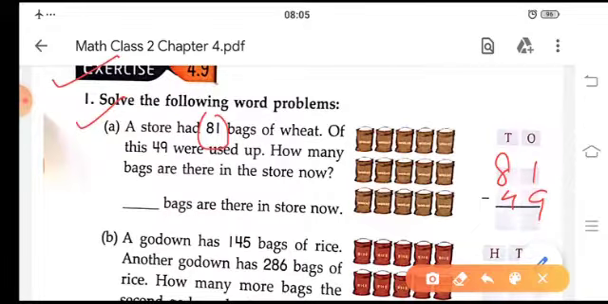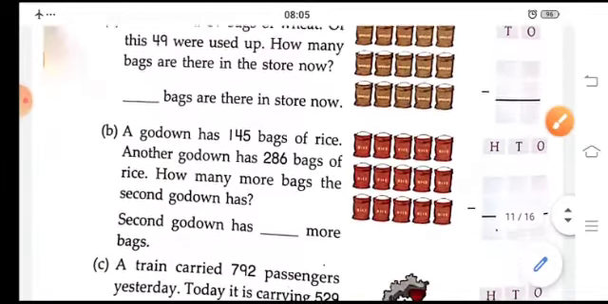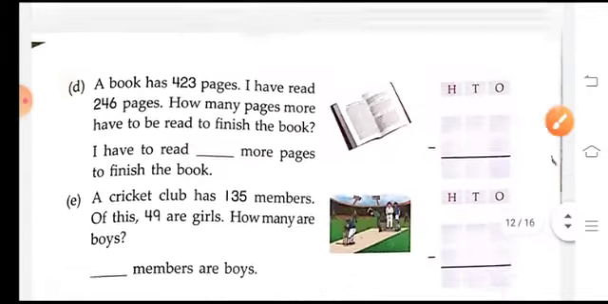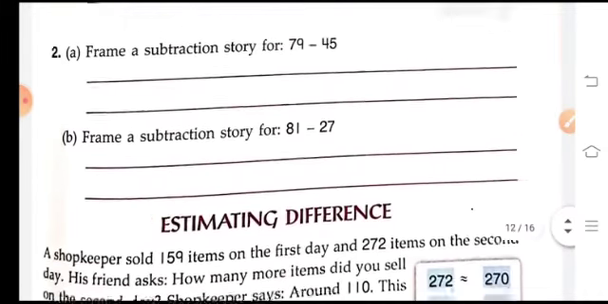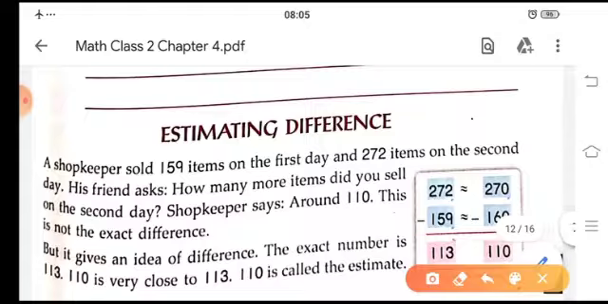So 1 is lesser than 9, so we'll borrow from it. So it becomes 11. So 11 minus 9, 2, then here 7 minus 4, 3. So 32 bags are left in the store. Okay. So in this way, children, do other sums of exercise 4.9. Done. Then we'll move to estimating differences.